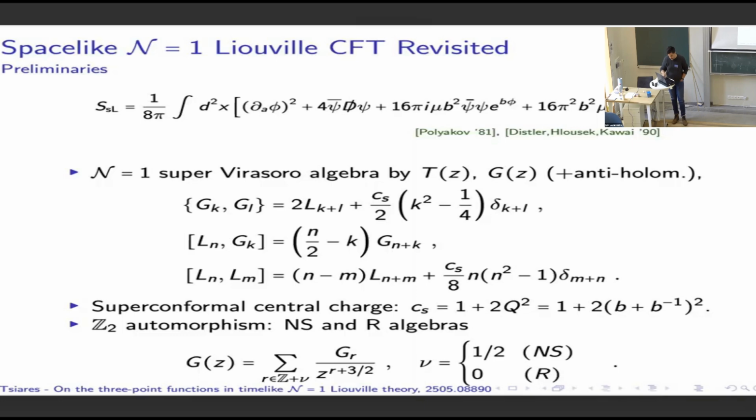Okay, so let's start with this space-like version. I will define what the space-like N equals 1 Liouville theory is. So again, the action was written down first by Polyakov in '81, when he was studying quantization of two-dimensional supergravity. The action basically consists of the linear dilaton plus a free fermion with this Yukawa-like interaction, and then again the exponential field, the usual thing that we have also in N equals 0.